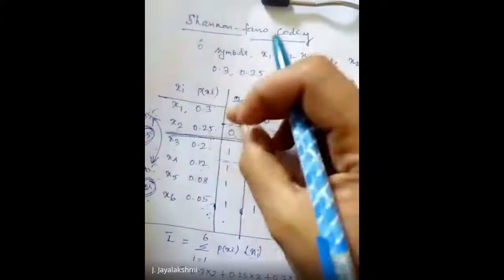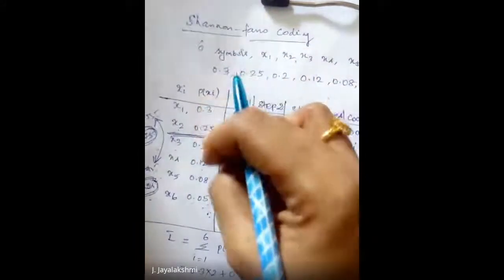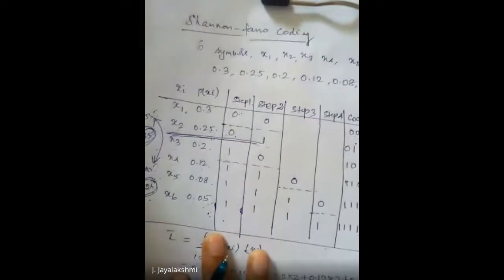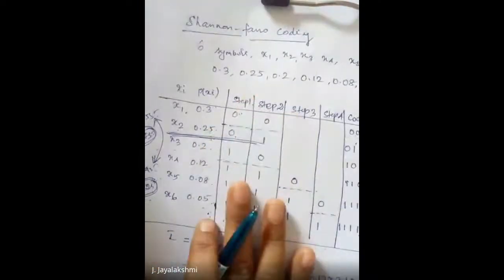The above partition is 0, 0. For both you assign 0, 0. For the below you assign 1, 1, 1, 1. Okay. So this is the first step.